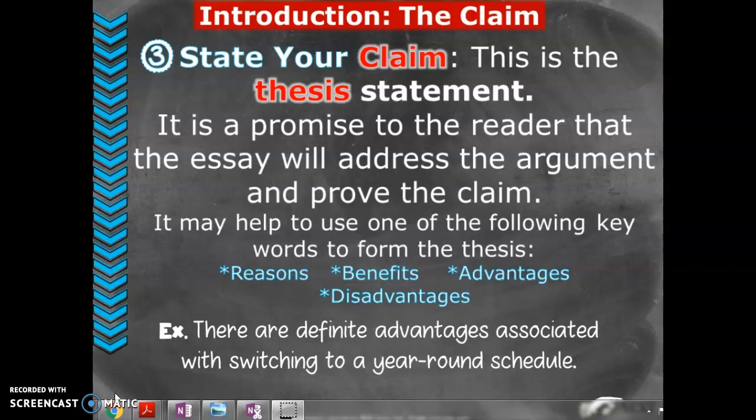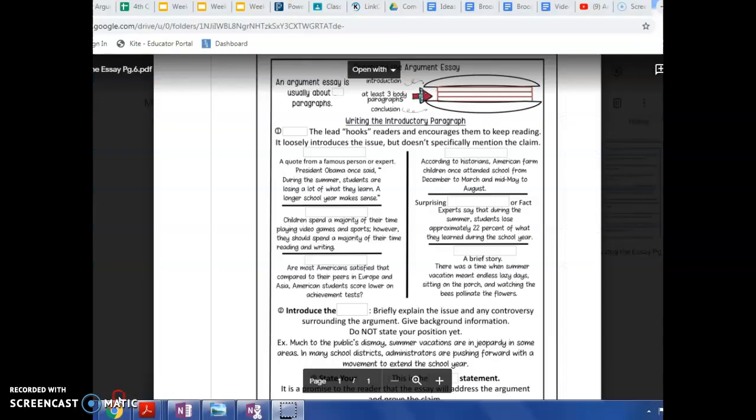So, now you are going to work on filling out a worksheet that will help me know if you understand all of the parts of the introduction. You will be filling out this organizing the argument essay, writing the introductory paragraph. It is page 6 and it is in a PDF. So remember, you have a new way to open up PDFs in Notability. So make sure that you have watched all 3 of those videos to make sure that you know how to open it up in Notability.